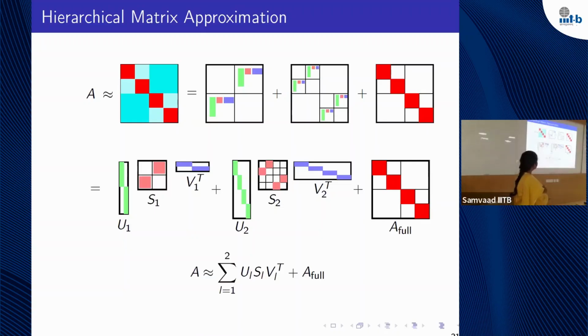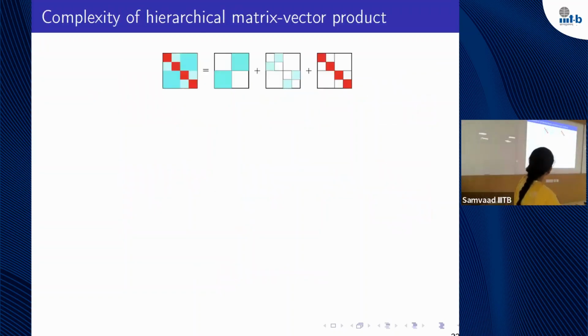So what I have is the kernel matrix A is approximated as summation over L equal to 1 to 2, because in this example I've gone till level 2. If it is level L, I'll have L here. And in the summation, I have UL, SL, VL transpose plus A full. So this is how I can approximate my kernel matrix.